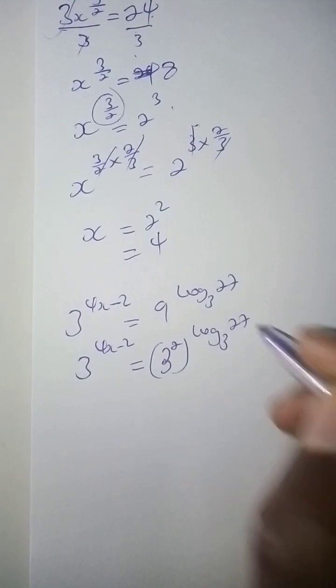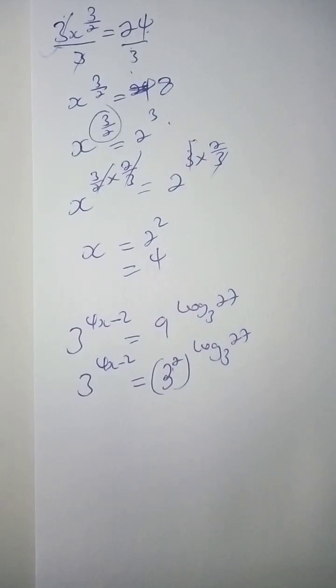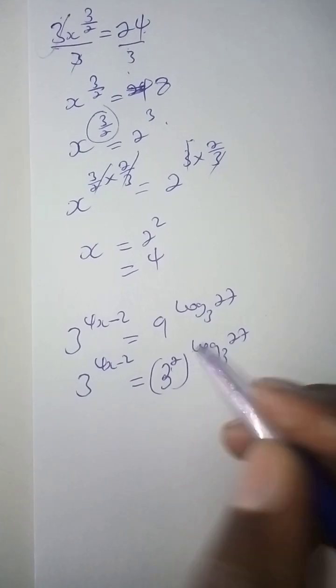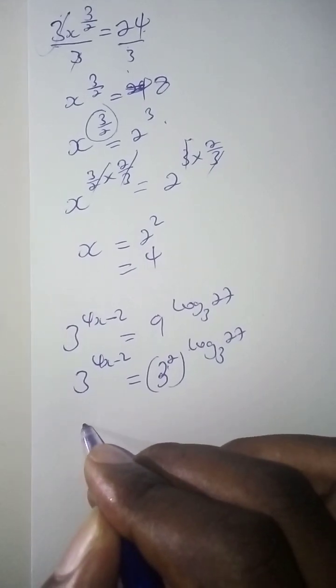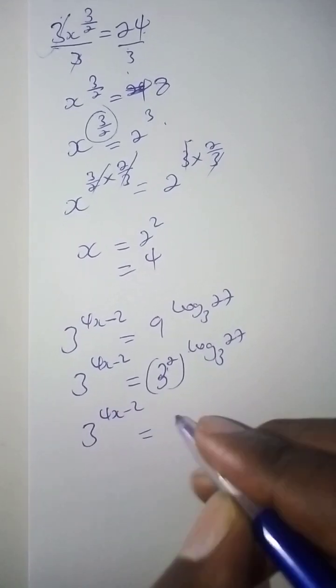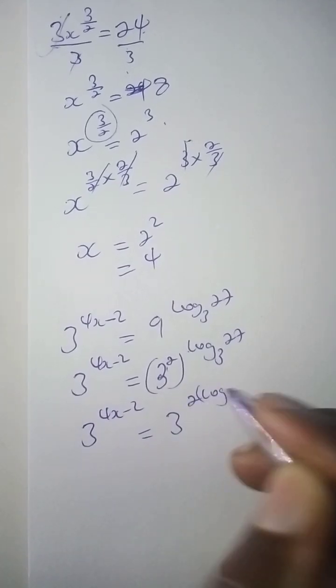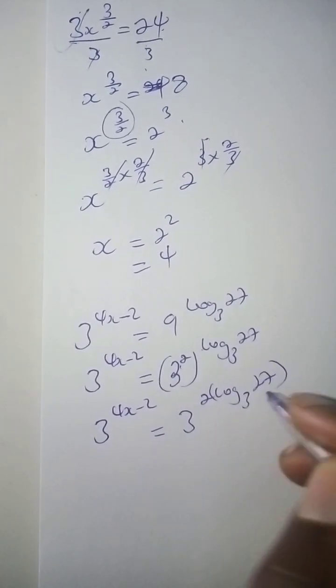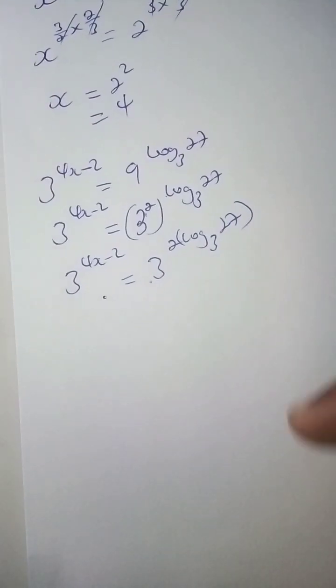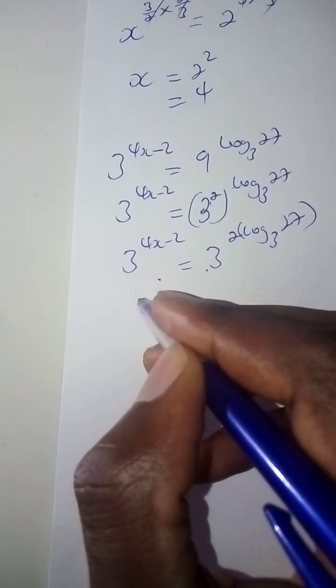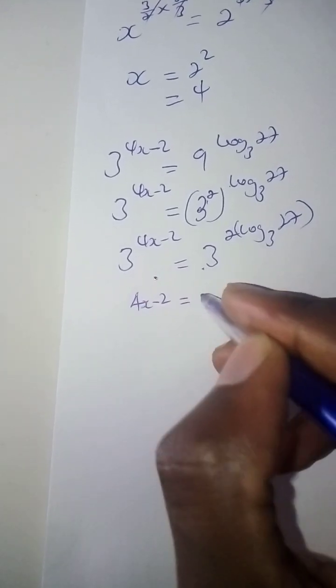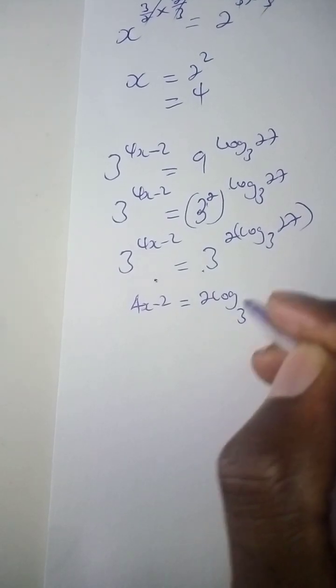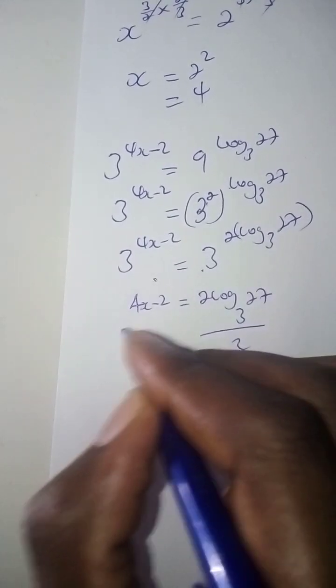to the power log_3 27. Now remember, if you have a base raised to a power inside your bracket, that power multiplies your exponent outside the bracket. So now this would mean that we have 4^(x-2) equal to 3^(2 log_3 27). Right, so now from here, you can see that on both sides we have the same bases. So if the bases are the same, you can equate the exponents. So now you have 4x minus 2 is equal to 2 log_3 27.